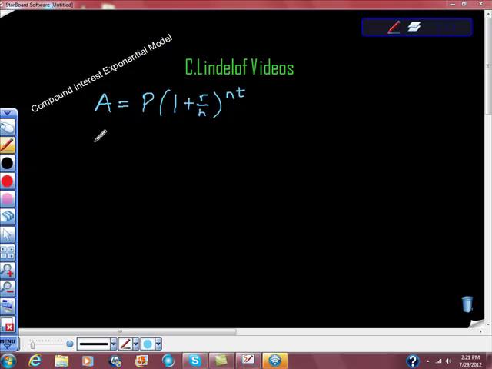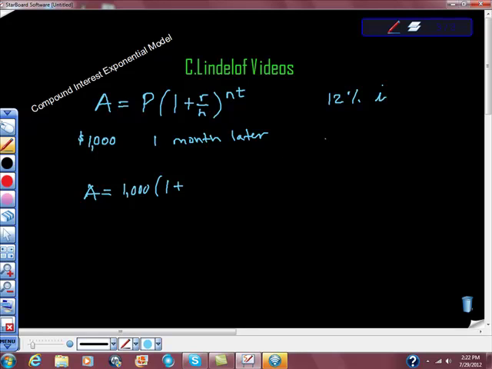Let's give ourselves some money. So what would this look like? If we had $1,000, how much money would we have 1 month later? Well, the amount of money we would have would be the principal amount, which is the amount we started with, $1,000, times 1 plus the rate. They're going to give us, let's say, 12% interest. So that's 0.12. We have to give our rate in the form of a decimal.